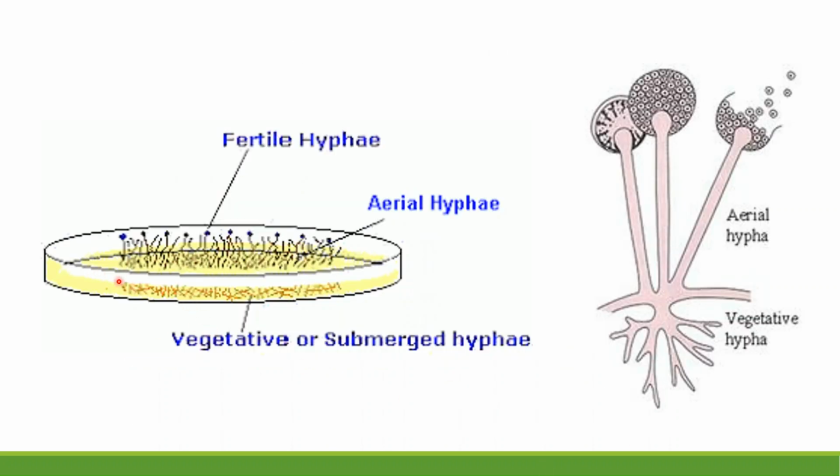Here's a little cartoon image so you can see exactly what we're talking about. We have the vegetative hypha, which are inside of the medium, extracting those organic nutrients out of it. And then we have the aerial hyphae, which grow up. So you can see this aerial hypha growing up. And then you have this spore-forming sac at the very top there.